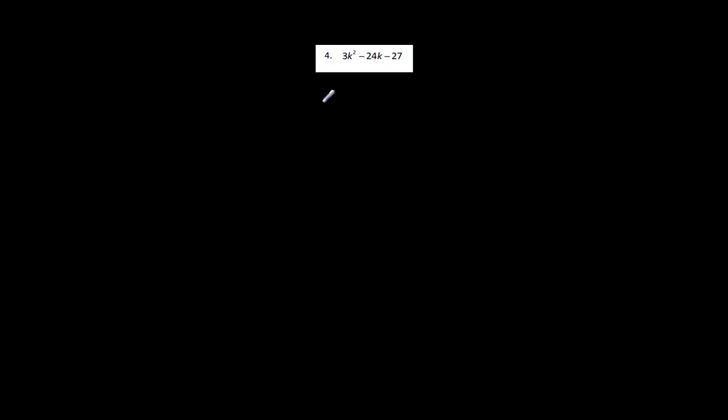Alright, number 4. It's in good order. There's no greatest common factor. Actually, no, wait a minute. There is, sorry. The greatest common factor is 3. So let's factor out the 3. So we'll have k squared minus 8k minus 9. That makes it an easy trinomial.